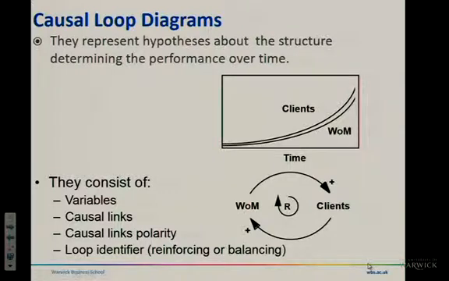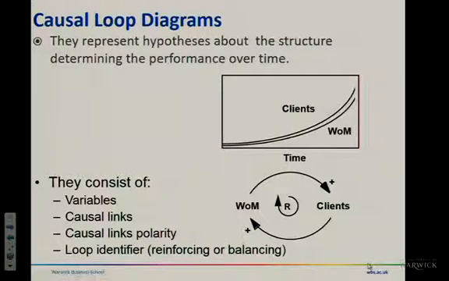So causal loop diagrams consist basically of variables, the variables that you are trying to connect, how they are connected, which variable is influencing the other variable, in which way they are influencing, the causal link polarity, positive or negative, and the type of loop identifier. If the loop is reinforcing, it means that a small change in the system leads to a larger change. So it's an amplification in the behavior of the system. That's an aspect of a reinforcing feedback process.